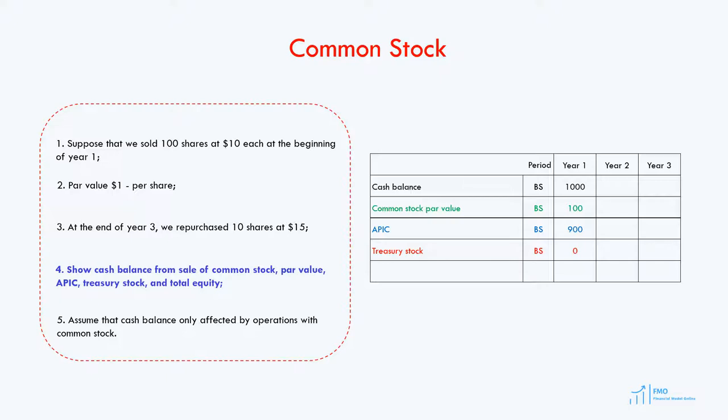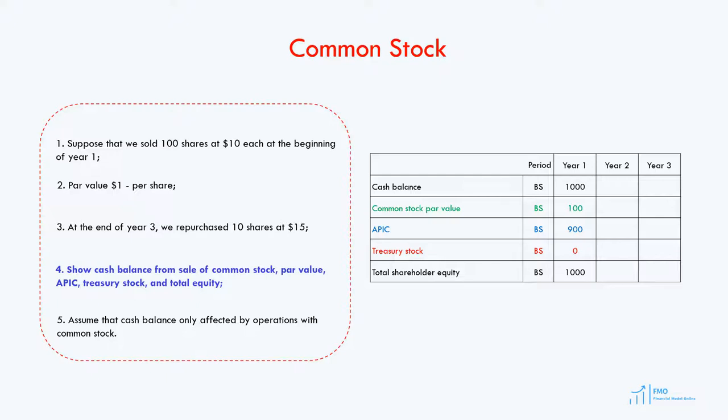The total shareholder equity will be the sum of the common stock par value, additional paid-in capital, and treasury stock, which is 1,000. Note that when we issue the shares, this affects our assets, which is cash, and stockholders' equity, which is par value and additional paid-in capital in this case.